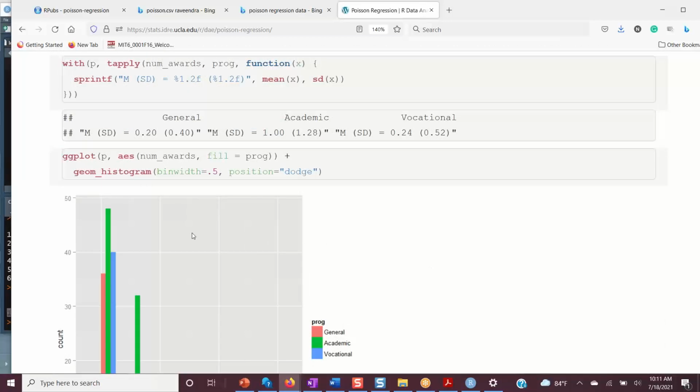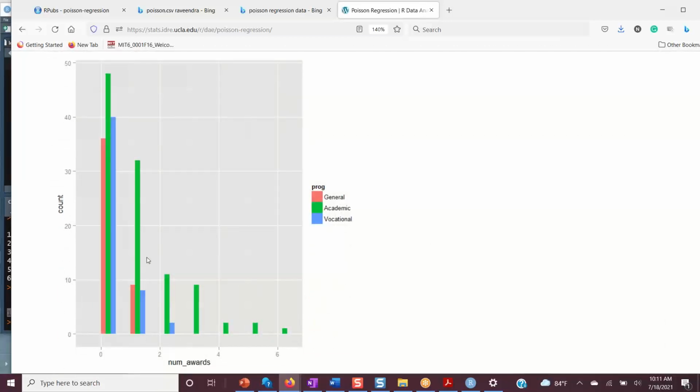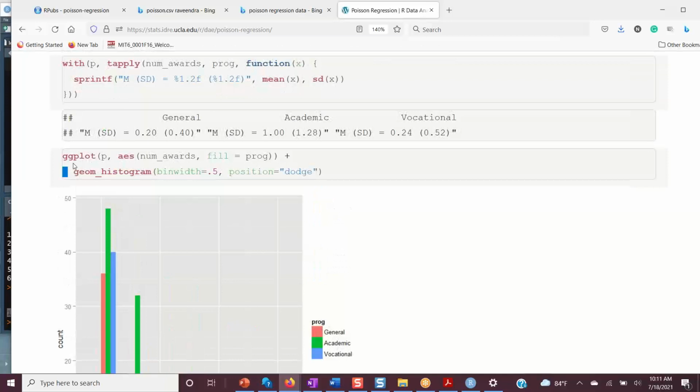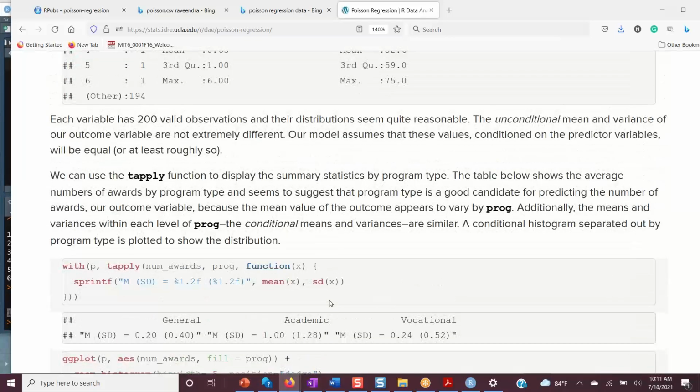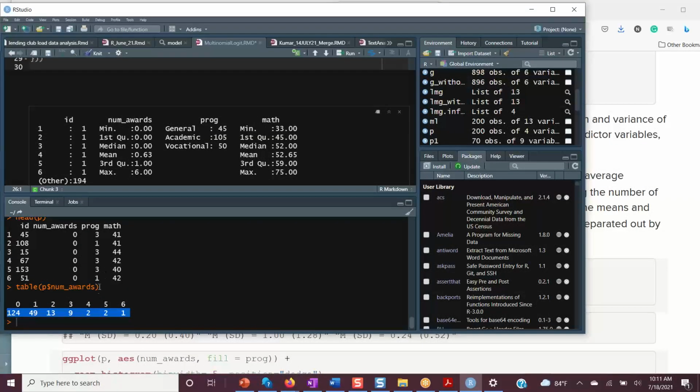Yes, sir. Okay. So here is the ggplot. The commands are here. ggplot, P, aesthetics is number of awards. Fill is the program. Okay, the fill means the program colors. Program colors will be represented here. So most of them are just 0, right? And then it decreases quickly. It decreases, and there is one person who got 6 awards. 2% got 5 awards, 2% got 4 awards, and then mostly it is 0, 1, 2, 3.